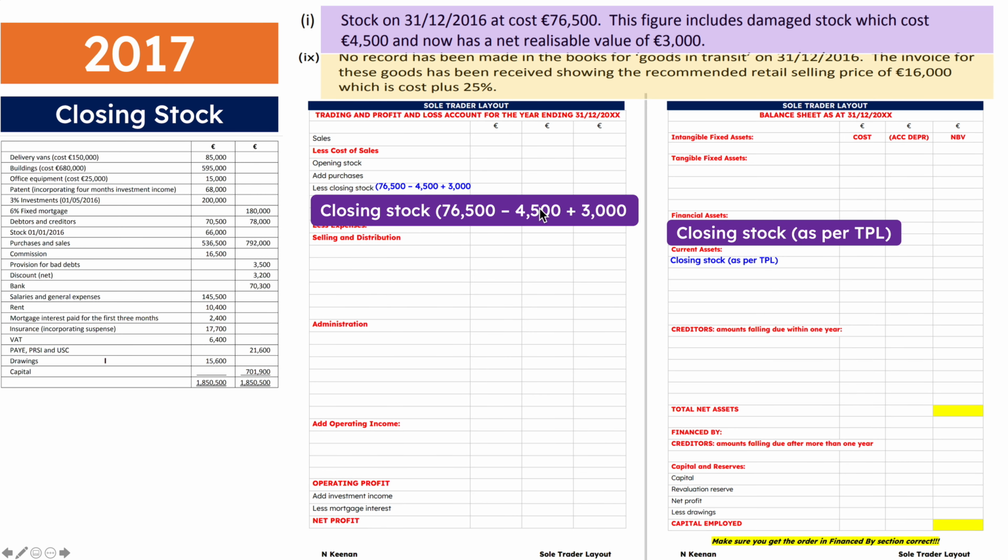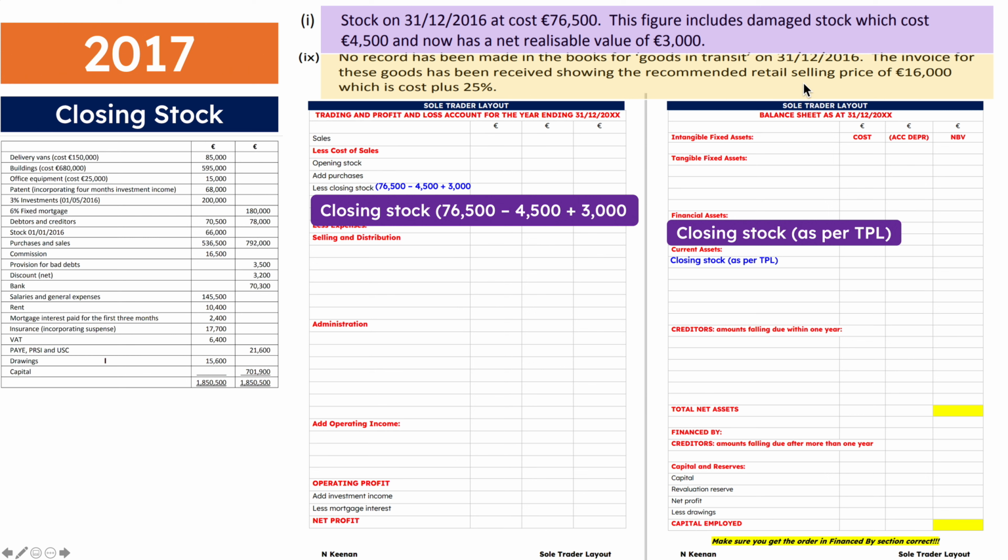So stock at cost 76,500 minus the damaged stock plus the realisable value here. We put that in the trading account, and then we write closing stock as per TPL in the current assets. Number 9, no records being made for goods in transit on 31st of 12th, 2016. The invoice has been received. Received from who? Received from creditors, showing the recommended retail selling price of 16,000, which is cost plus 25%.